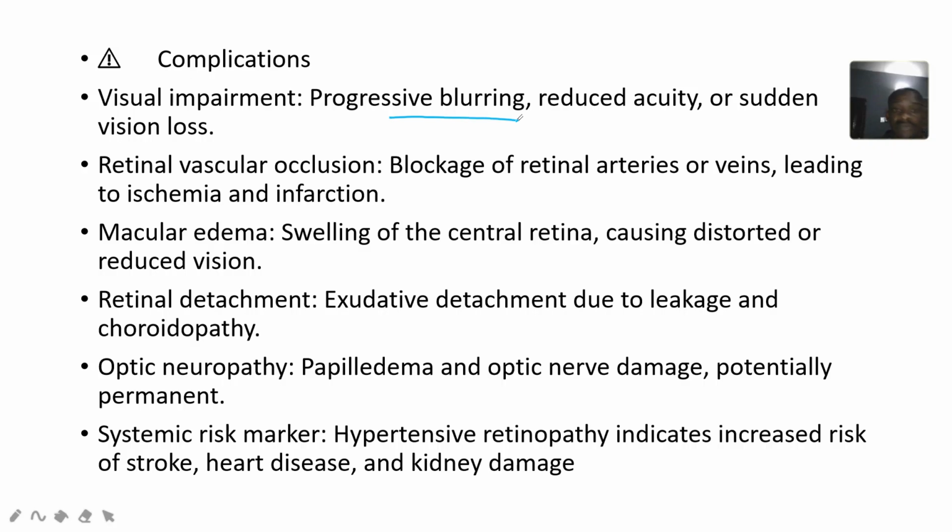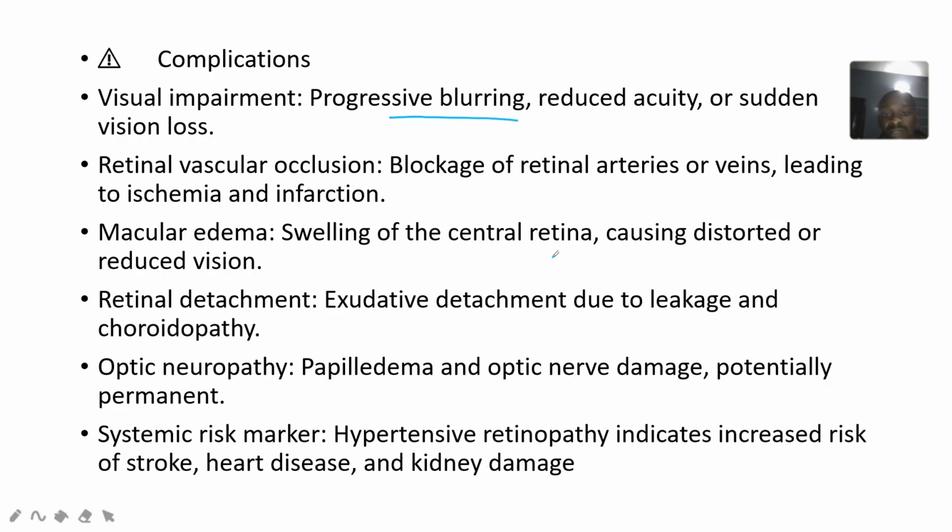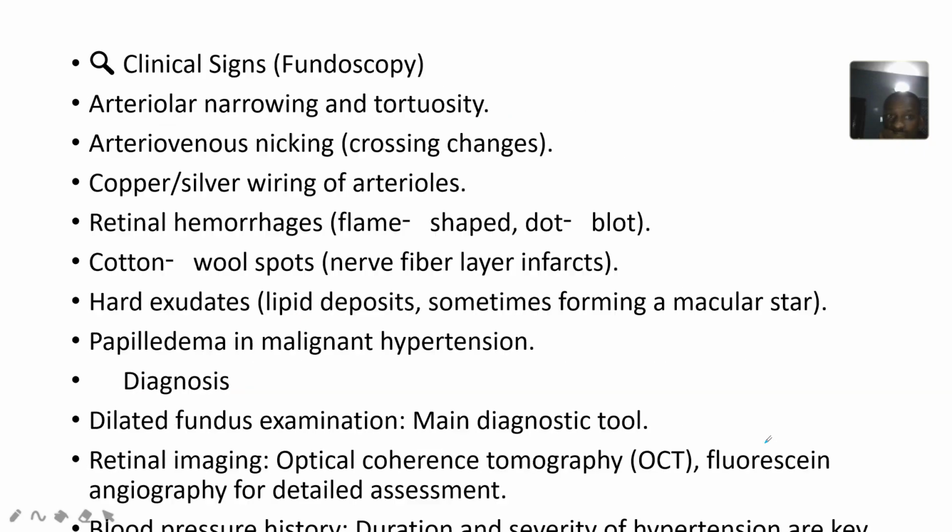Retinal vascular occlusion, so there could be blockage of the retinal arteries because they are so small. Macular edema, there's swelling of the central retina. Retinal detachment, there's exudative detachment due to leakage, and choroidopathy. Also optic neuropathy. Then systemic risk markers: hypertensive retinopathy indicates increased risk of stroke, heart disease, and kidney damage. So that's what we have here.